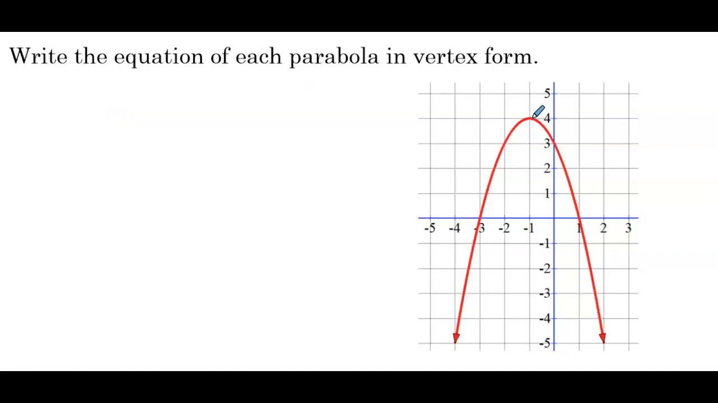So first thing we need to look at is a scale factor. So we want to treat the vertex as the origin. So this is 0, 0. So if I graph the parent function, if this is 0, 0, then I have 1, 1, negative 1, 1, and I can see that there is a scaling. Looks to be like a reflection because the graph is opening the other direction.